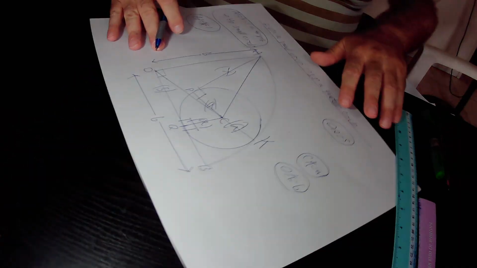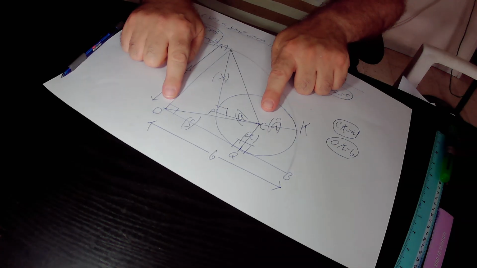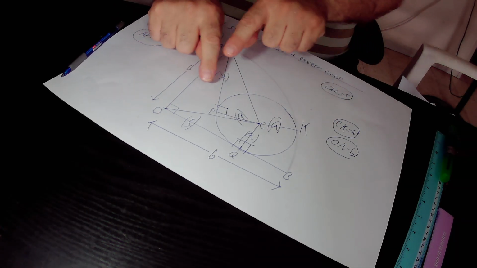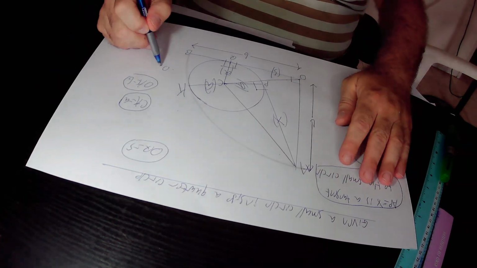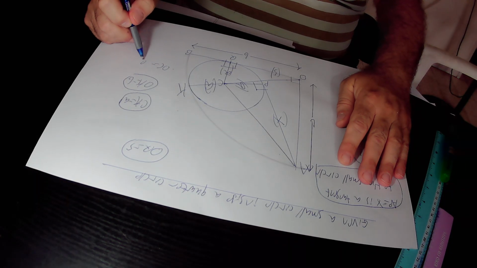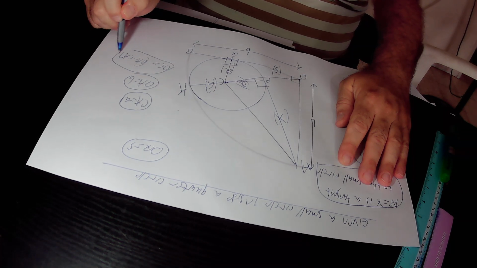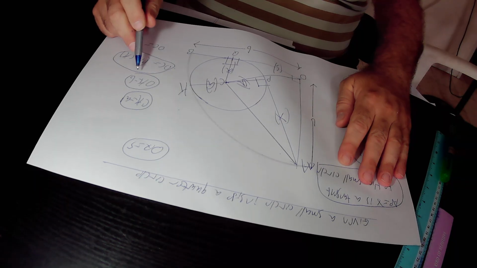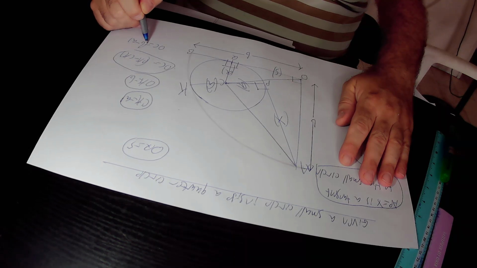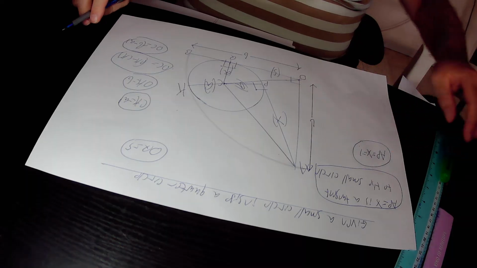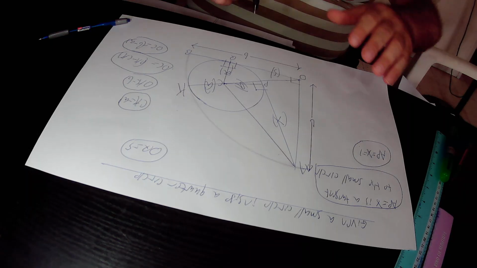What is the length of line OC? From the drawing, it is very easy to see that OC in total equals OK minus CK. So I write it down. OC equals OK minus CK. OK is B, minus CK. CK is A, so in total OC equals B minus A. So OC equals B minus A.